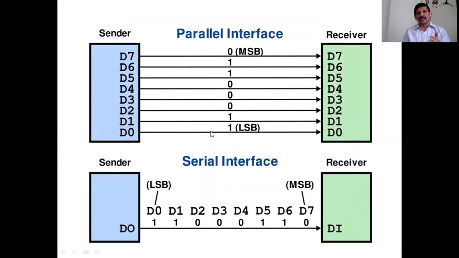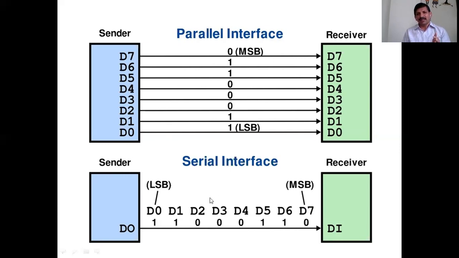Next, serial communication. Serial communication means bit by bit, the transmitter sends the data to the receiver. At a time, only one bit will be transmitted, that is either MSB or LSB. That depends upon the direction flag we are using in the control register.